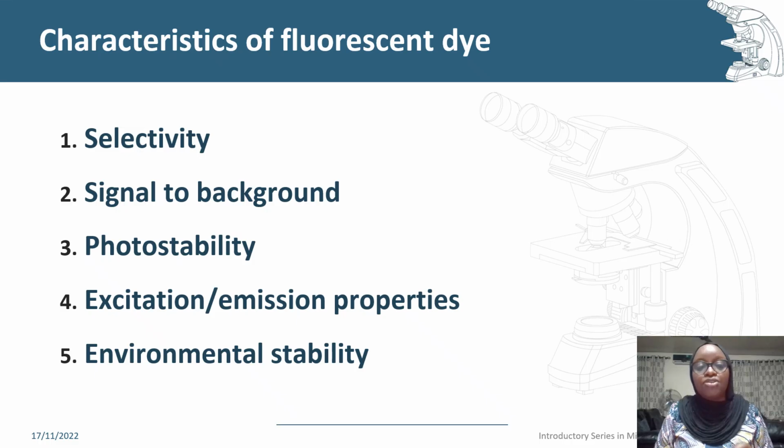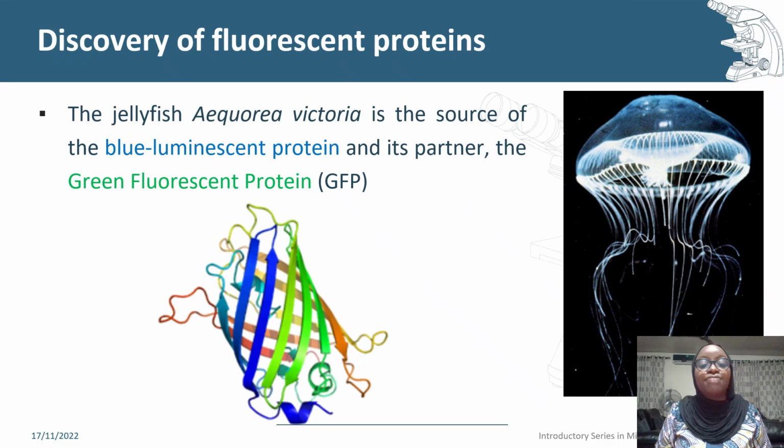Characteristics of fluorescent dyes: 1. Selectivity. 2. Signal to background. 3. Photostability. 4. Excitation or emission properties. And 5. Environmental stability. The second class is the fluorescent proteins. They are large molecules and were first described in jellyfish.